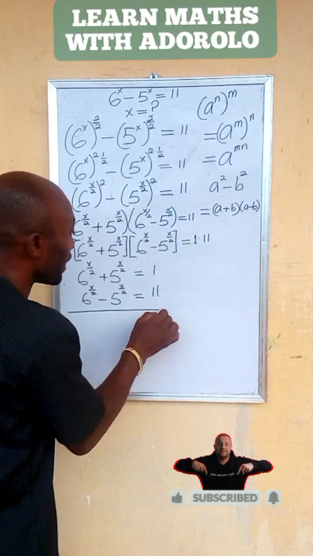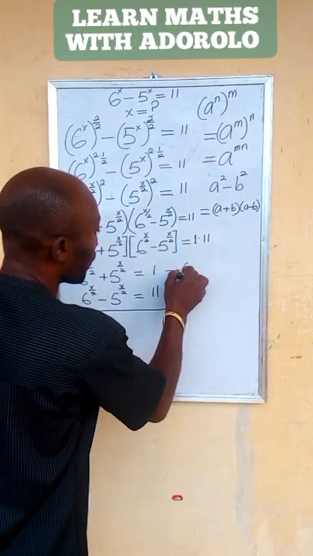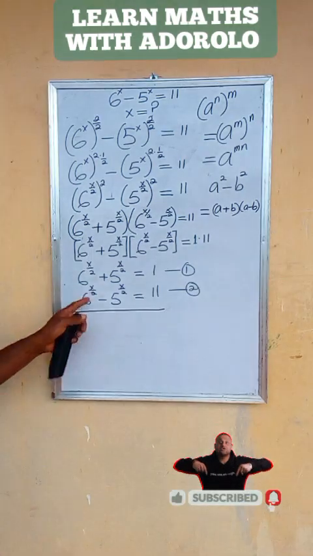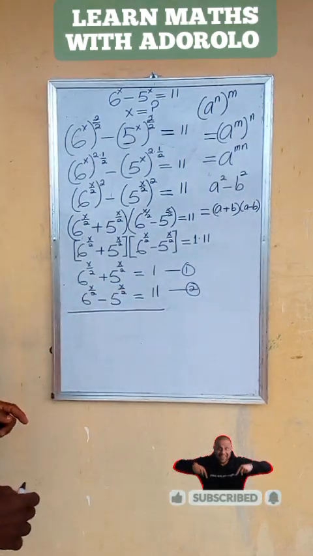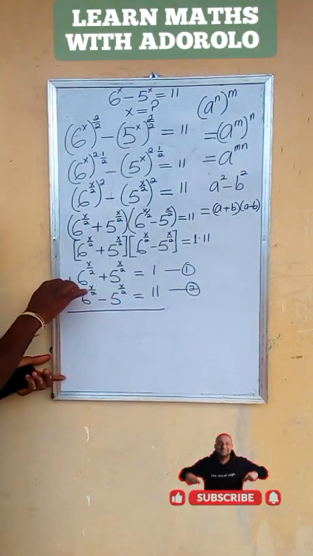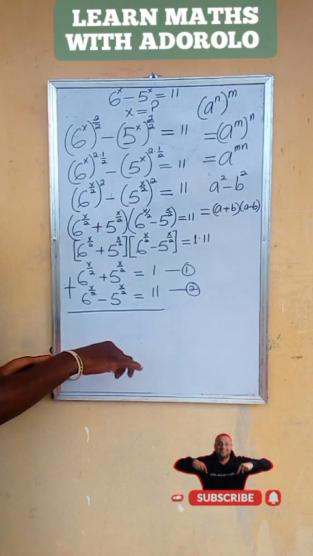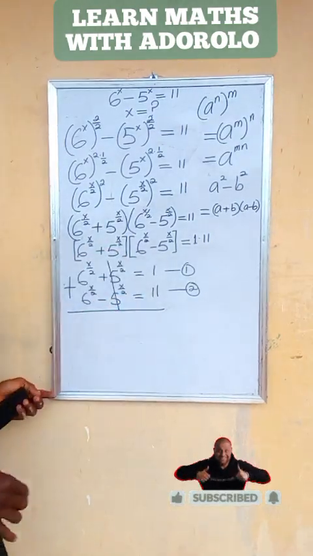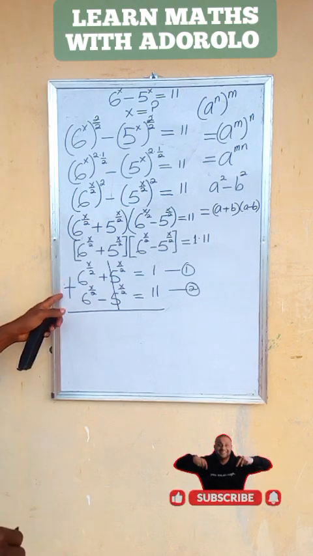What we have now is simultaneous equation. This is equation 1, this is equation 2. We'll solve it simultaneously. If you use plus to eliminate, it will go. If you use minus to eliminate, it will go. I want to use plus so that I'll eliminate this 5 raised to power x over 2 in both equation 1 and equation 2. So that this cancels this. So we'll add this plus this.